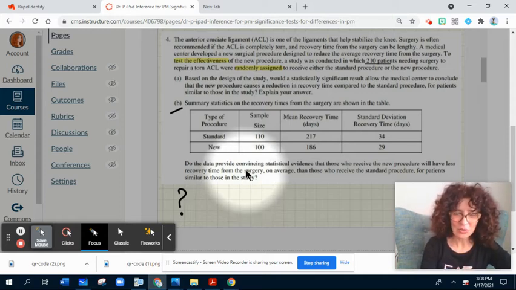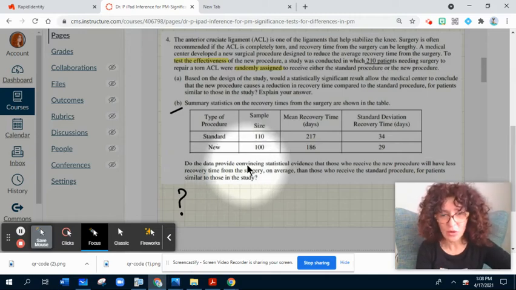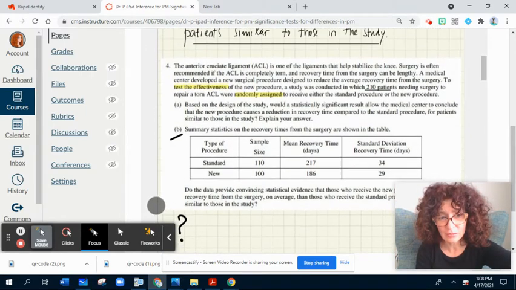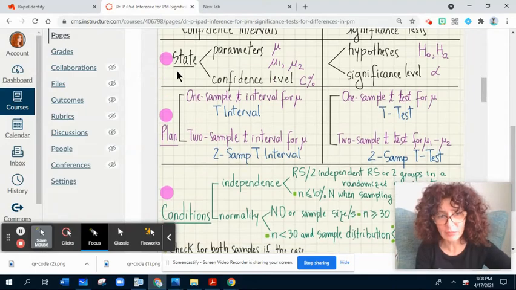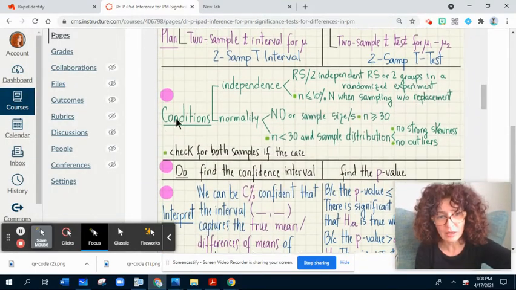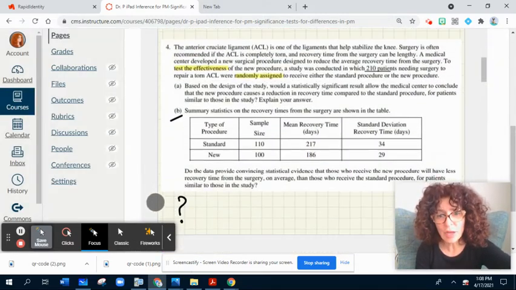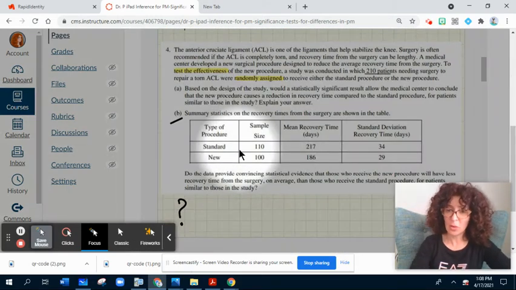So please, try to pause the video and try to follow the steps of inference and reflect by yourself. You know already the steps. So state, plan, conditions, do, and interpret. So try by yourself to perform these steps. They are very similar with the steps from population proportions, but of course the specifics are different. So pause the video and try to solve.